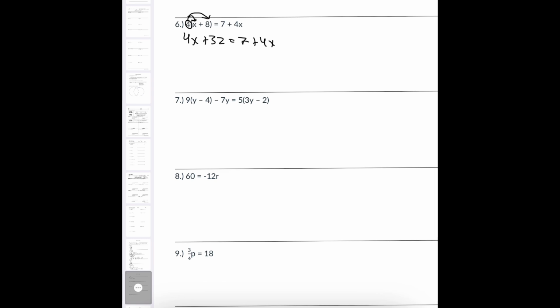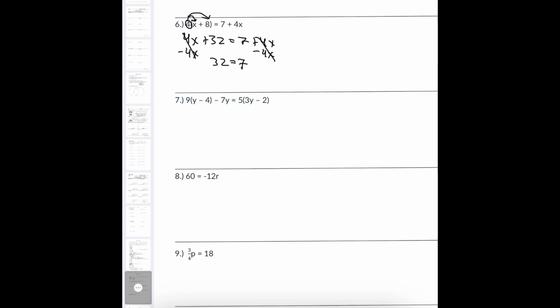I don't have any like terms to combine, but I do have x's on both sides. I have a 4x here and a 4x here. So first thing I'm going to do from there is take away the 4x from this side. But I have to do that to both sides, which means I need to take away 4x over here. 4x minus 4x cancels out. And same thing on the left, 4x minus 4x cancels out.